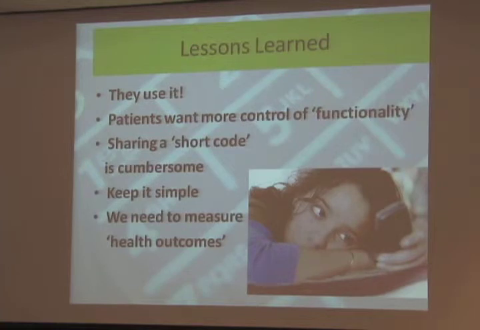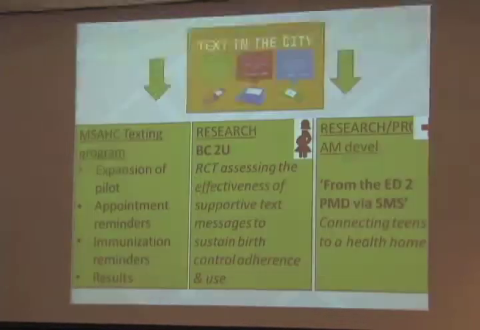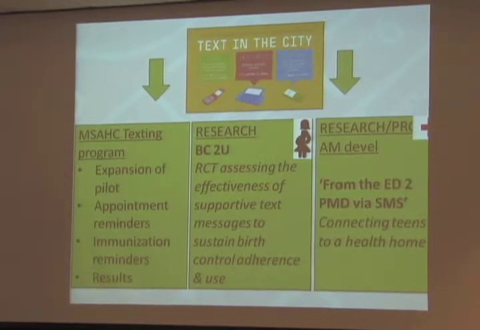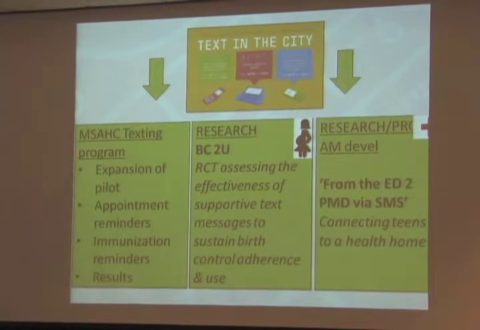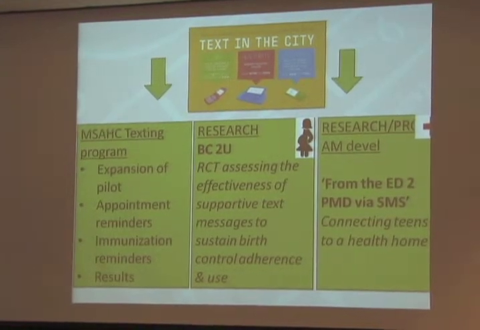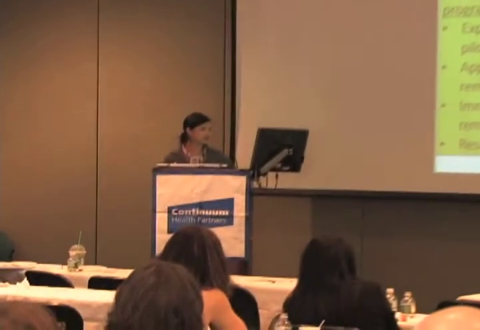And so you have to take into account that a 12-year-old is not going to understand the same functionality as a 22-year-old. So just making sure that it stays simple. And what we have really found, as I keep saying, is that we need to measure health outcomes. So from this pilot, I've gone on to do a few more things. We've expanded the text messaging program that we have, and we've included immunisation reminders, appointment reminders, and we're about to launch results via text.